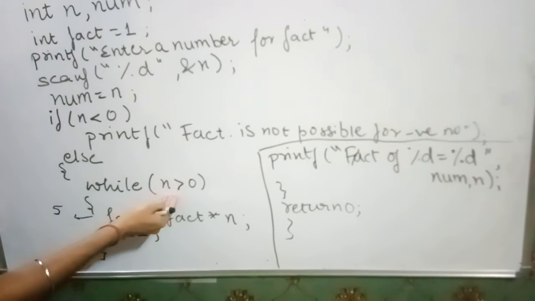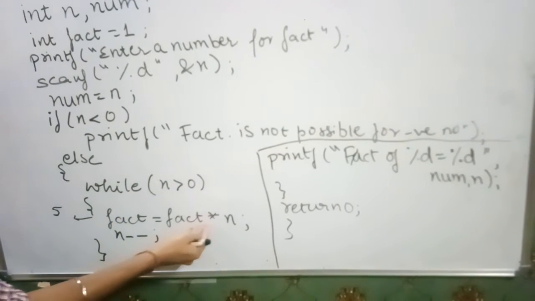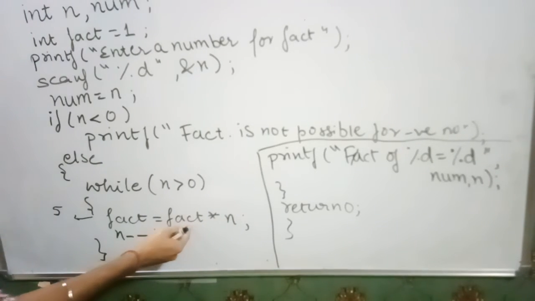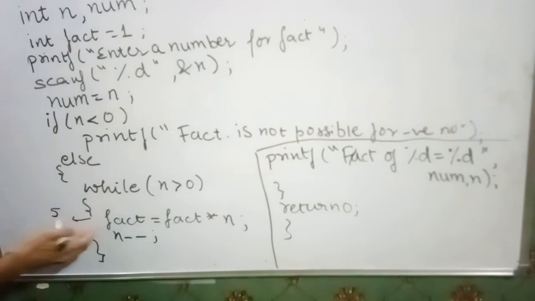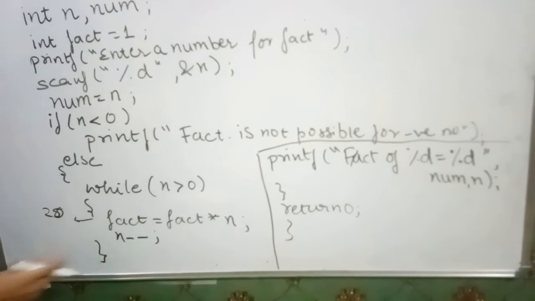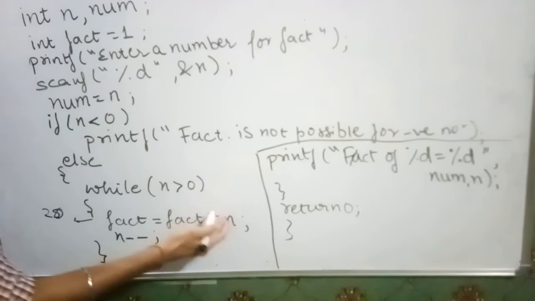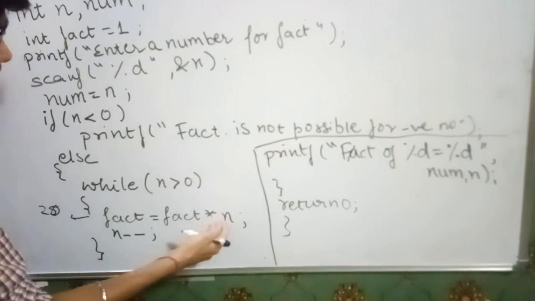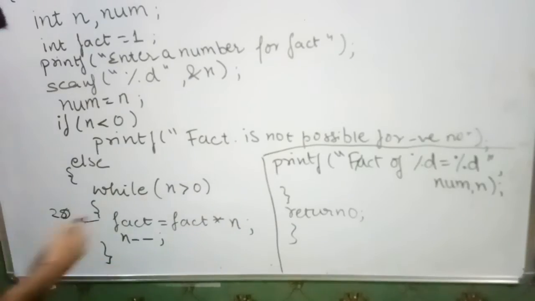Again it will go into this while loop. 4 is greater than 0, condition true. Then again 4 into fact, fact is 5 and n is 4, that is 20. Now fact will store the value of 20. Now it will again do minus minus of n, that is 3. It will go again into the loop, check the condition, and like that it keeps on multiplying. 20 into 3, that is 60.